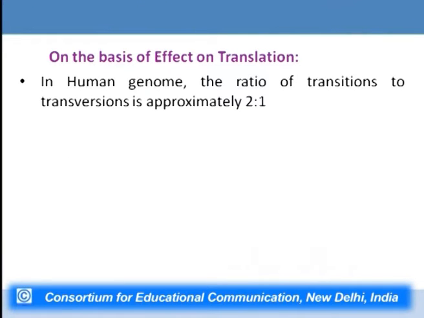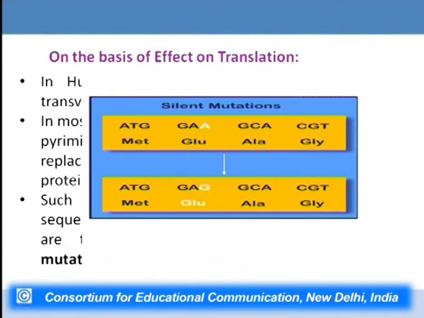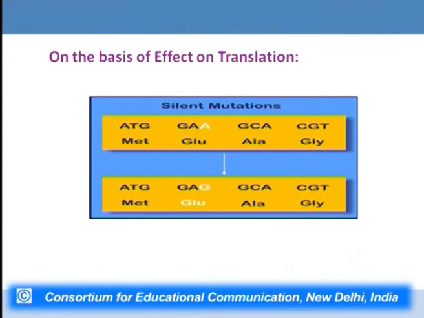Now, in the human genome, the ratio of transition to transversion is approximately 2:1. There are more transitions as compared to transversions, because in most transition mutations, at the third position of the codon, where a pyrimidine replaces the other pyrimidine or a purine replaces the other purine, the encoded amino acid in the protein is not usually altered. Such mutations which change the nucleotide sequence without altering the amino acid sequence are termed synonymous mutations or silent mutations, because the functionality of the protein is not changed.